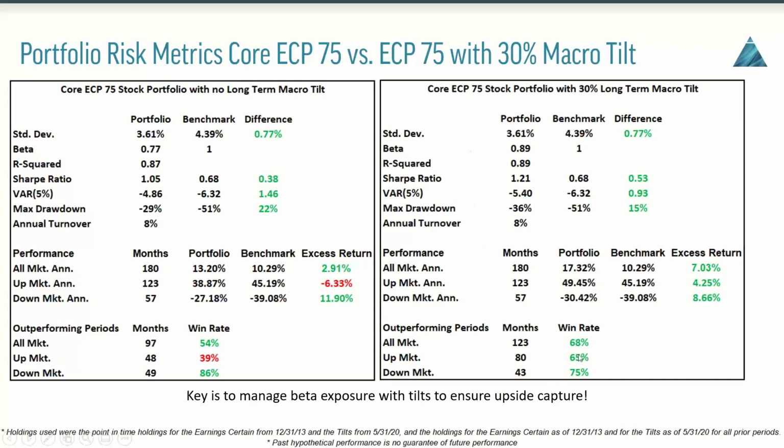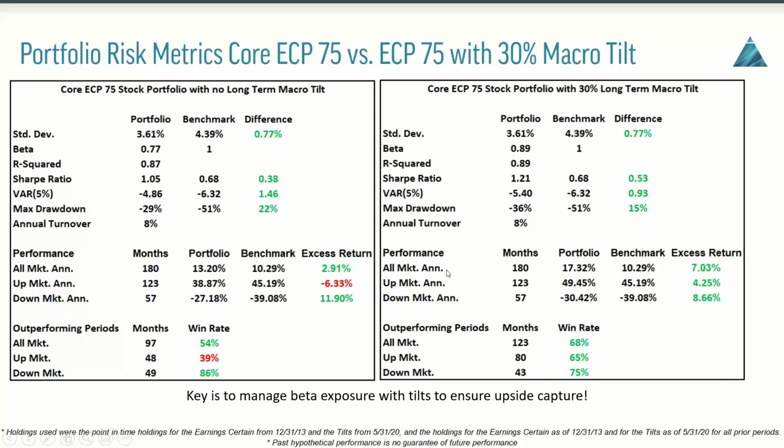These are your 15-year metrics from a risk perspective. So again, much lower standard deviation. Sharpe ratio gets even better, almost double, 1.21 compared to 0.68. Beta ticks up just a little bit. R squared pretty much stays the same. So the overall trend and ability for the benchmark to basically explain the movement in the underlying portfolio is still intact. Value at risk is still lower, which is great. Max drawdown still 15% less. Annual turnover still 8%.